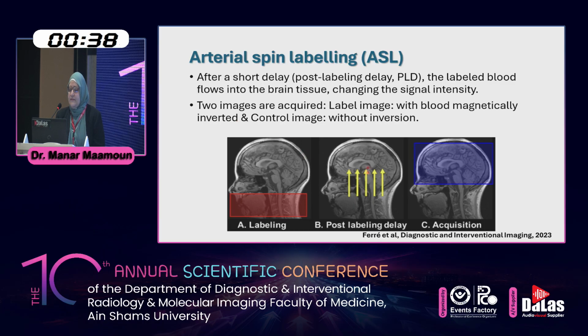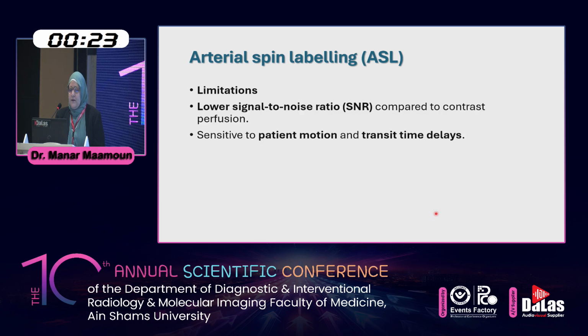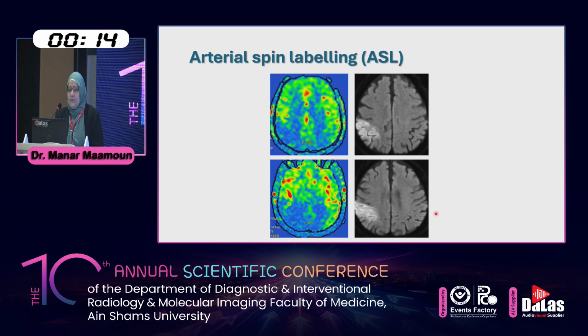Then, after a short delay, the labeled blood flows to the brain tissue, starting to change the signal intensity, and two images are acquired, the label and control images, and by subtraction of both, we get the perfusion map. This is a very sensitive technique to patient motion, so the most important thing is to have a stable patient. But we have the benefit of getting knowledge of the perfusion of the tissue without injecting contrast.